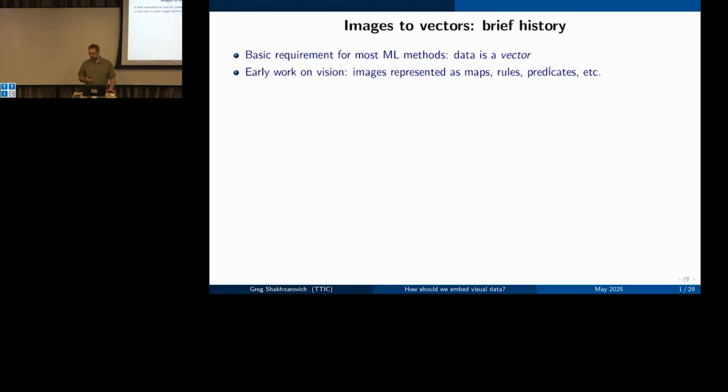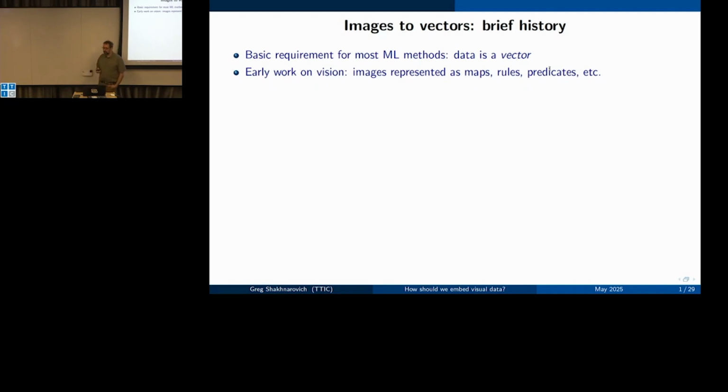Just to set the stage, a very basic thing that happens in almost all computer vision tools and efforts today is you somehow convert images, and we'll talk a little bit also about videos, visual data into vectors. That's effectively a basic requirement for all modern machine learning techniques. It was not always the case.